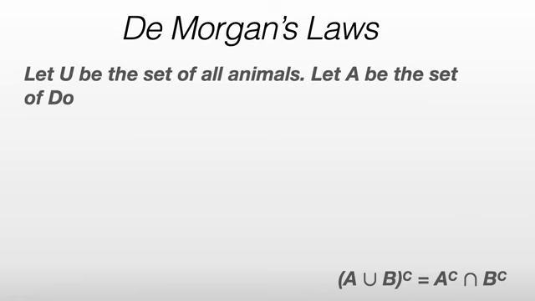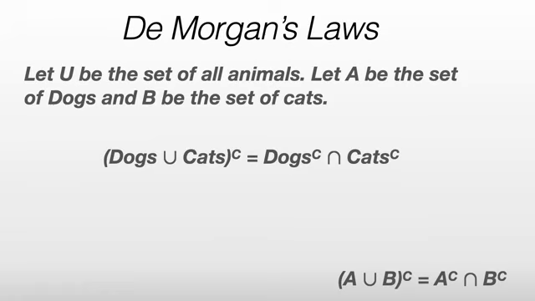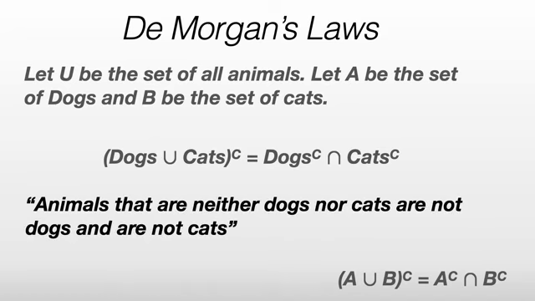Let U be the set of all animals, and let A be the set of dogs and B be the set of cats. De Morgan's laws say that the complement of dogs union cats is equal to dogs complement intersect cats complement. Animals that are neither dogs nor cats are not dogs and are not cats. You can see that this makes sense logically.